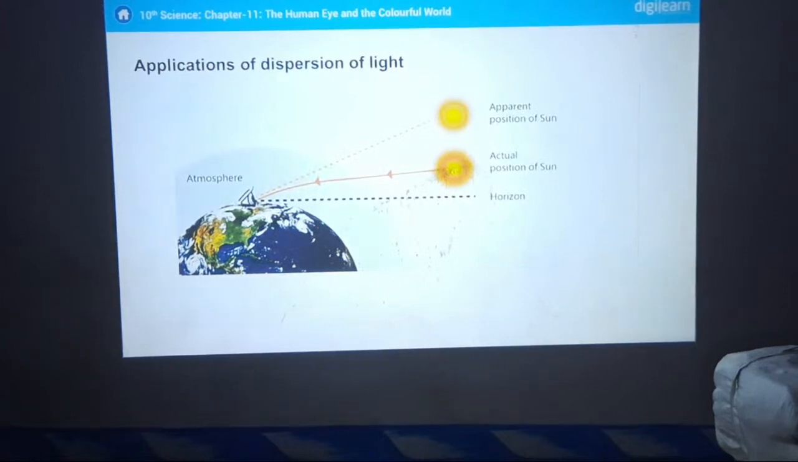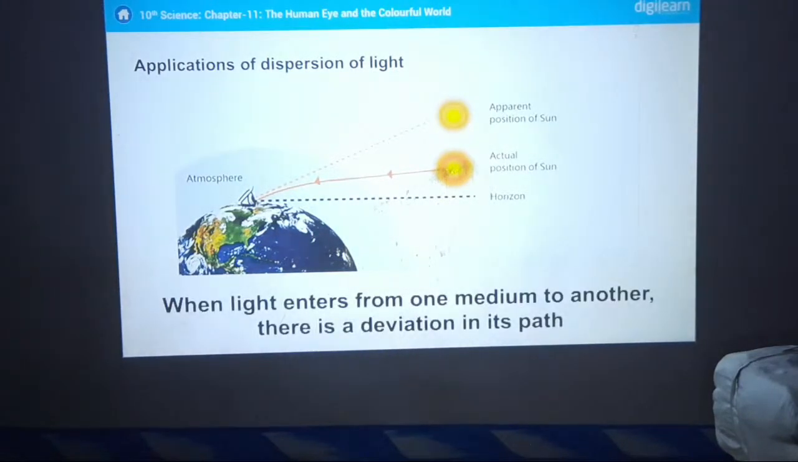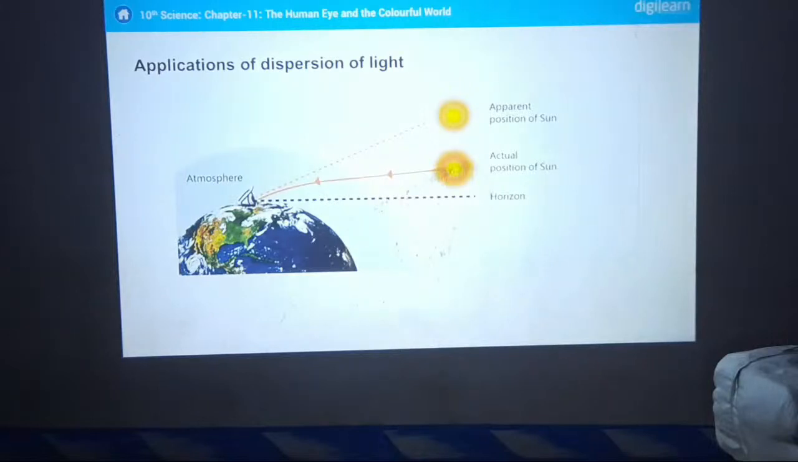Atmospheric refraction. When light enters from one medium to another, there is a deviation in its path. This phenomenon is called refraction of light. The atmosphere is composed of layers of various optical densities. Because of this, light rays passing through various layers of the atmosphere get deviated. Many interesting phenomena can be observed because of atmospheric refraction. Air is hot during summer and cold during winter. Refraction in air is dependent on the temperature of the air.